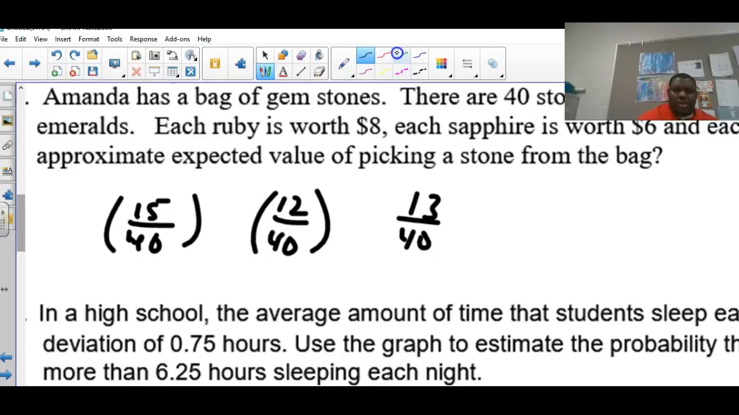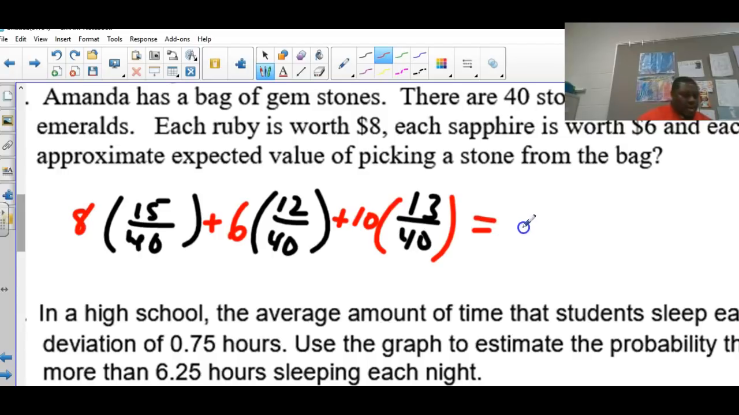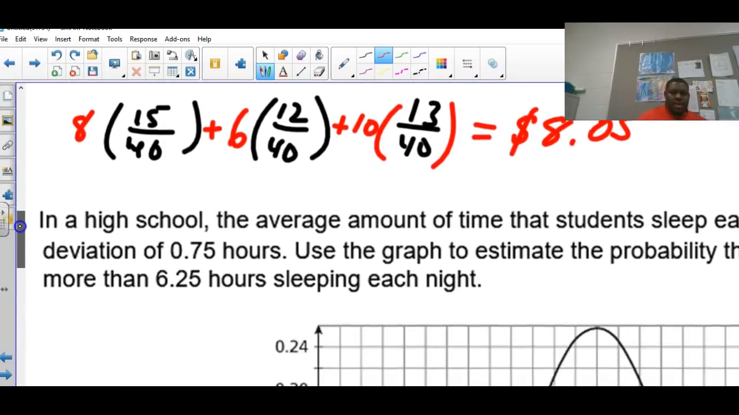Now let's look at the price. Each ruby is $8. Each sapphire is $6. And each emerald is $10. So when we do that, throw it all in your calculator, and you're going to end up with $8.05. That is the expected value of picking a stone from the bag. The expected value is you're going to spend $8.05.